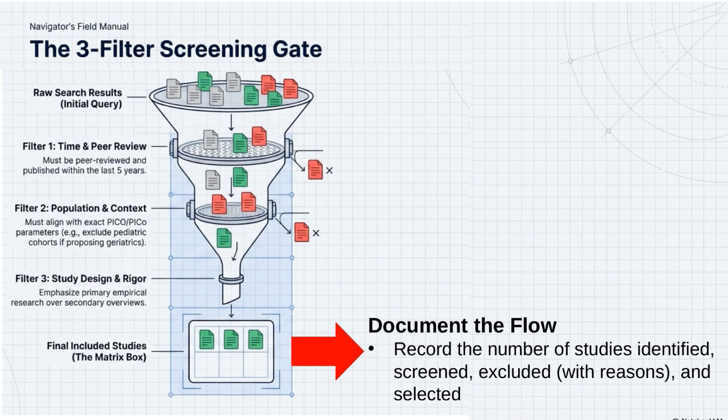I require you to record every step of this process. You must document the number of studies identified, screened, and excluded. This transparency is what makes your literature review reproducible and scientific.